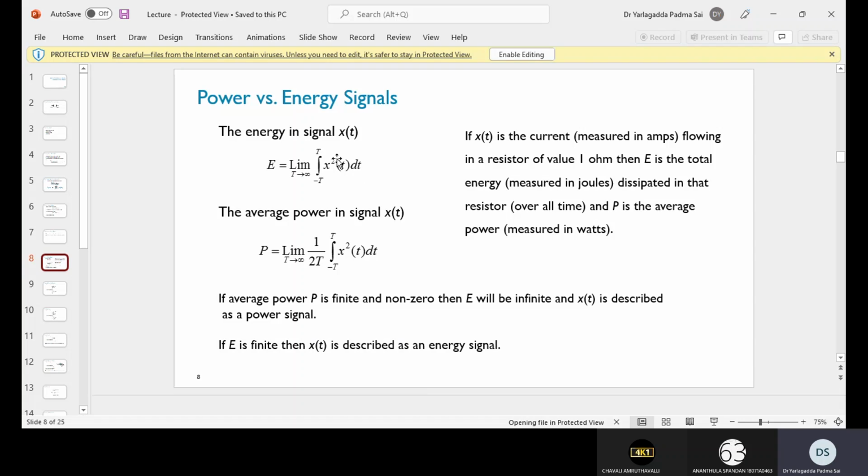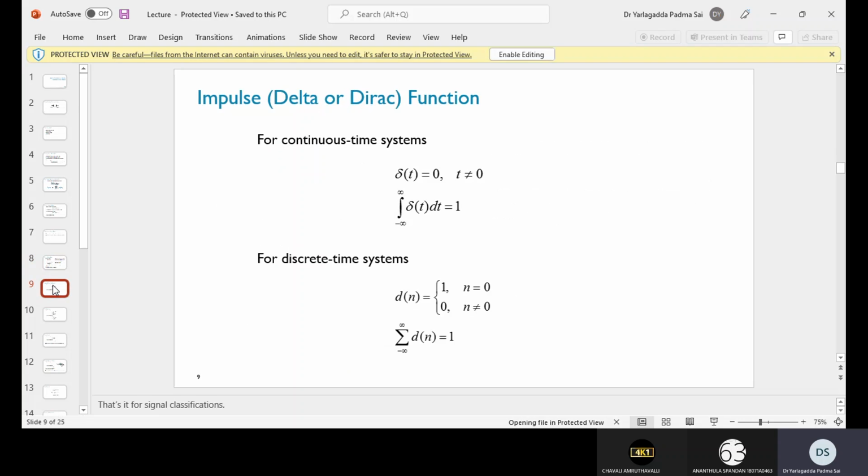Now if you want to check whether any given signal is a power signal, it should have finite power. Then we say that the given signal is a power signal and it is having energy as infinite. For an energy signal, energy should be finite. Already you studied all these things. Quickly I am telling these equations.